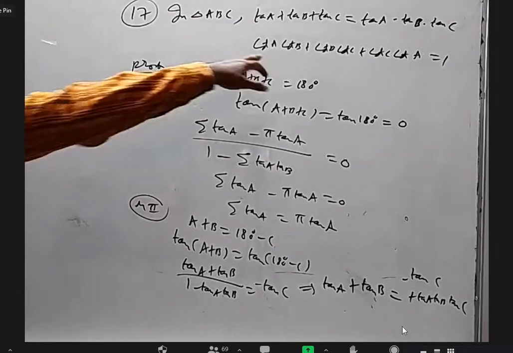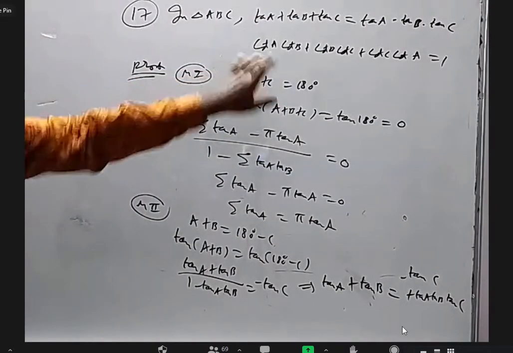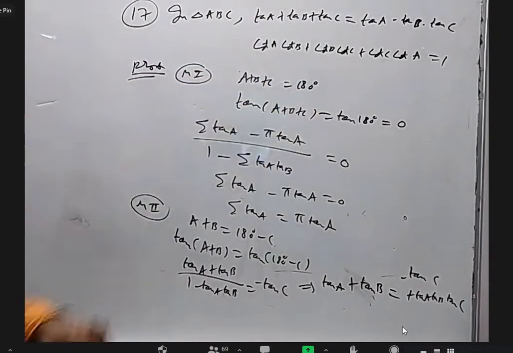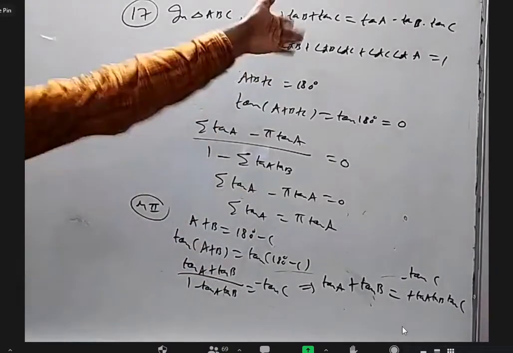I am not proving the second part, but if you write tan as 1 by cot, you will be able to prove it, or you apply cot on both sides, do cross multiplication, and you can prove the second one.